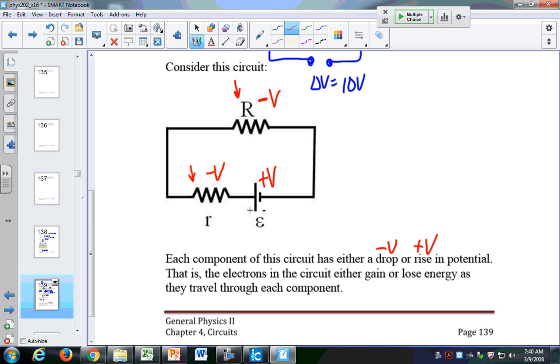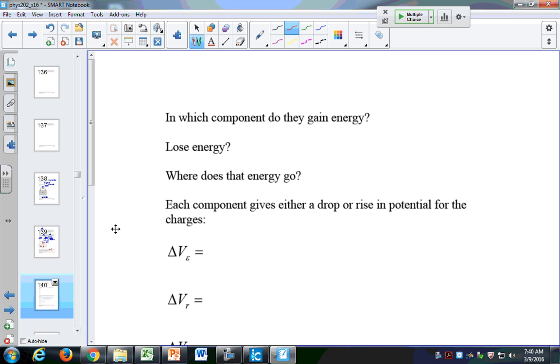I always like to think about charges. As they move through the circuit, have a charge, it gains energy right here, and then as it goes through the circuit, it loses its energy in each of those resistors. And then it goes back to the beginning, gains energy in the battery, it goes through the resistors, loses energy in both of those. So the component that they gain energy in is the batteries. The potential is a positive value. They lose energy in the resistors.